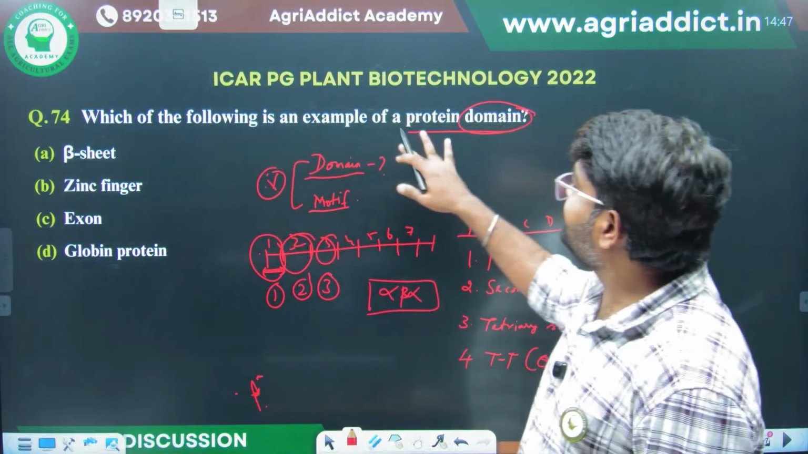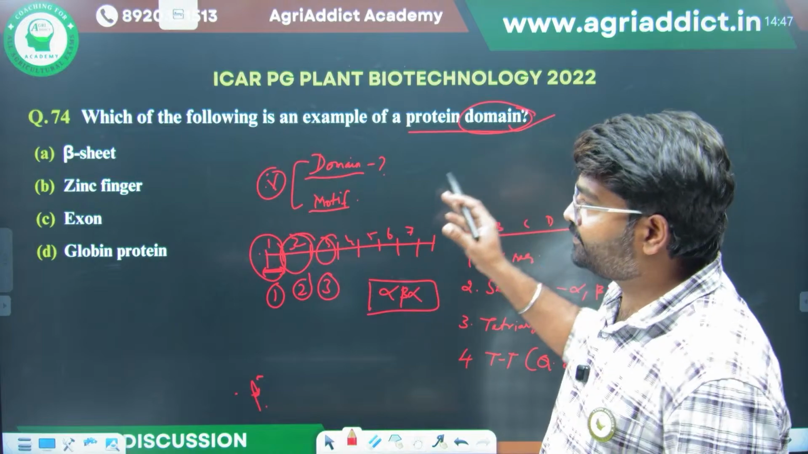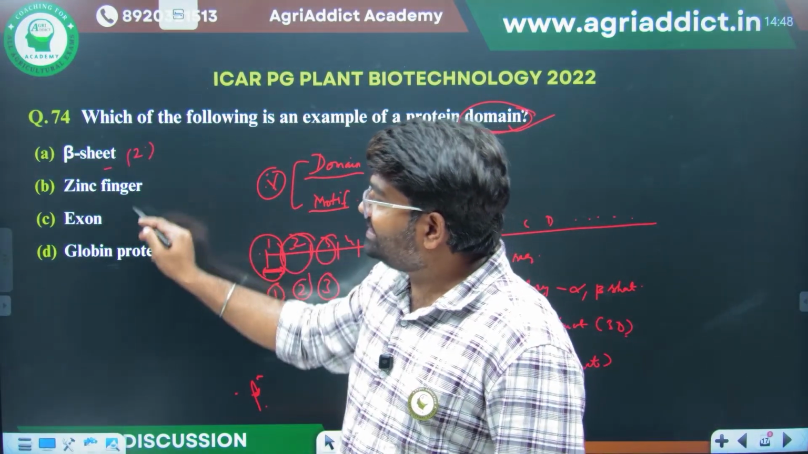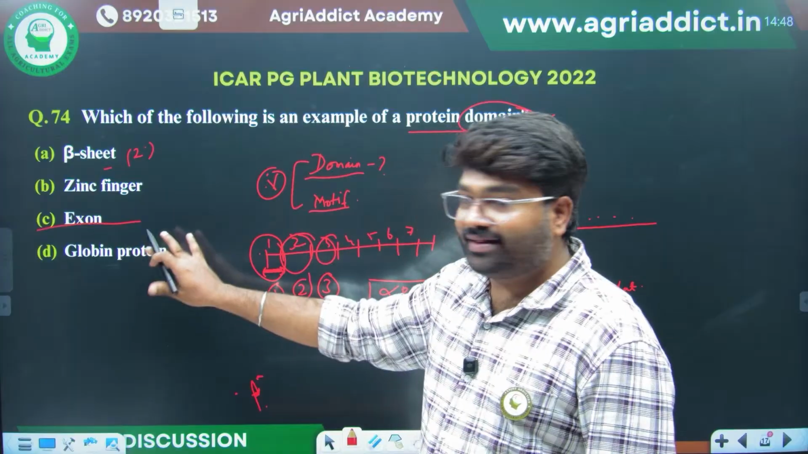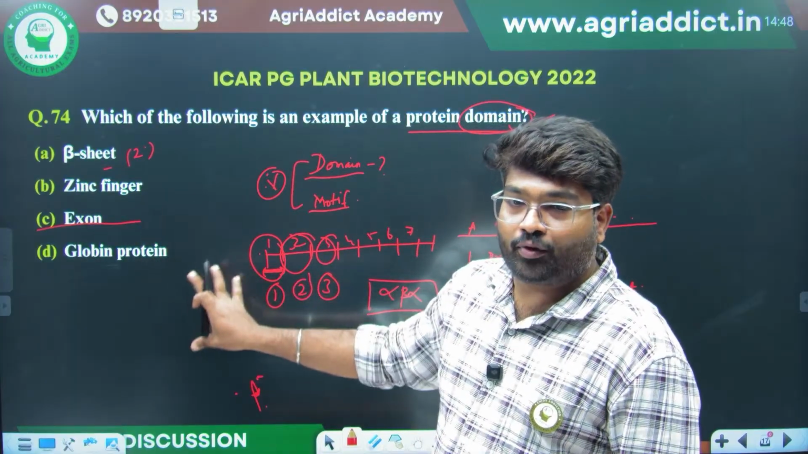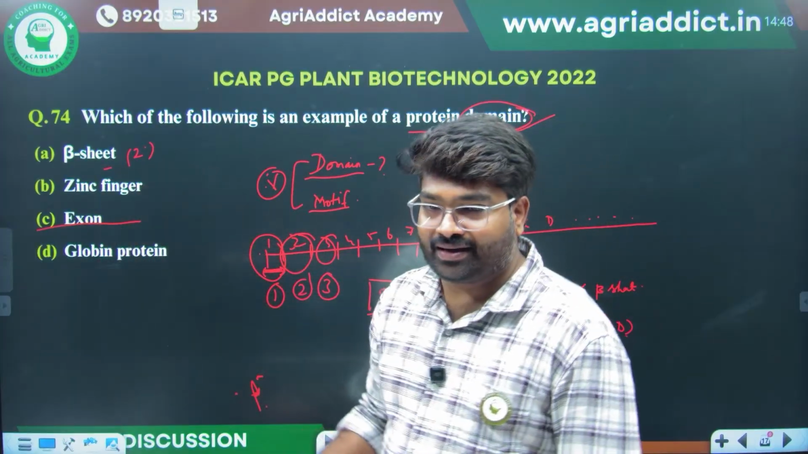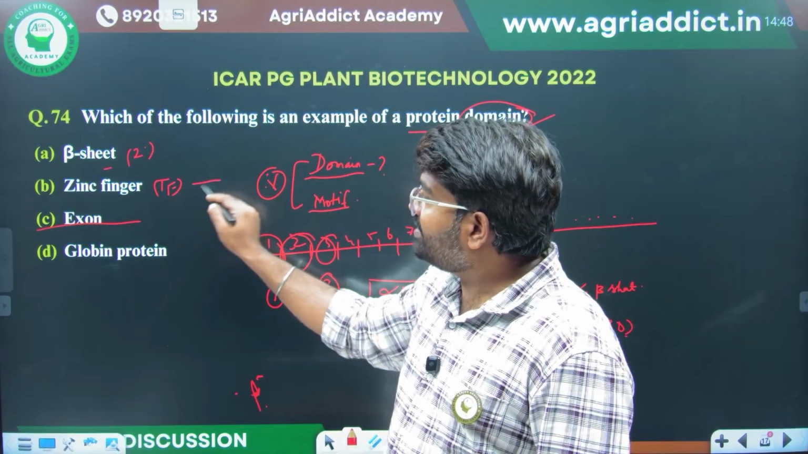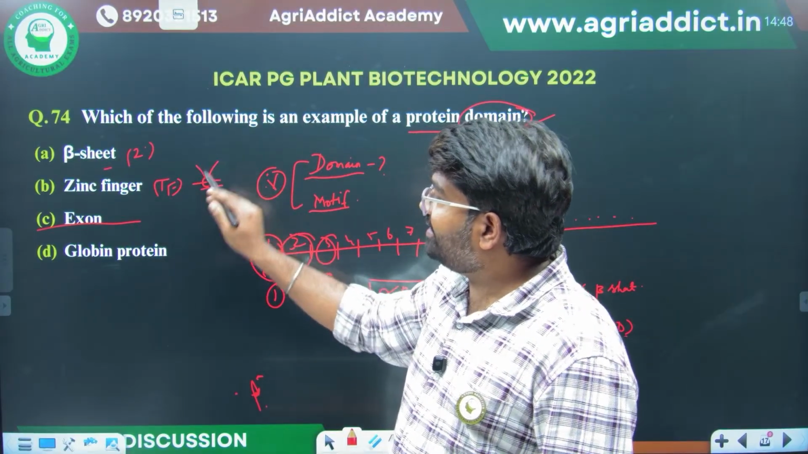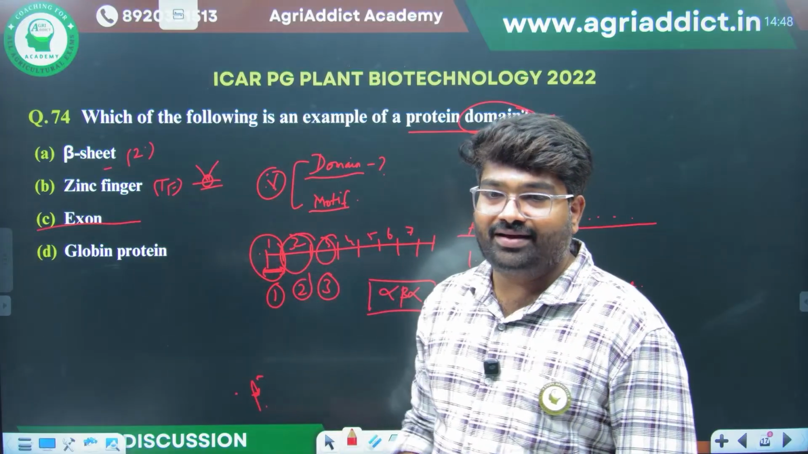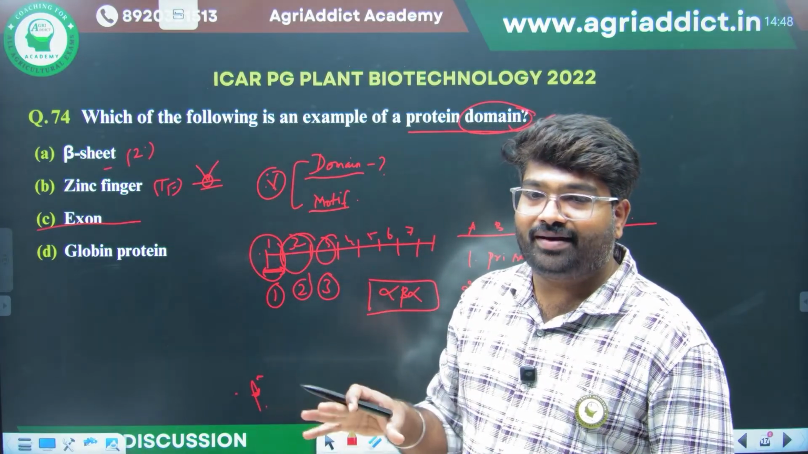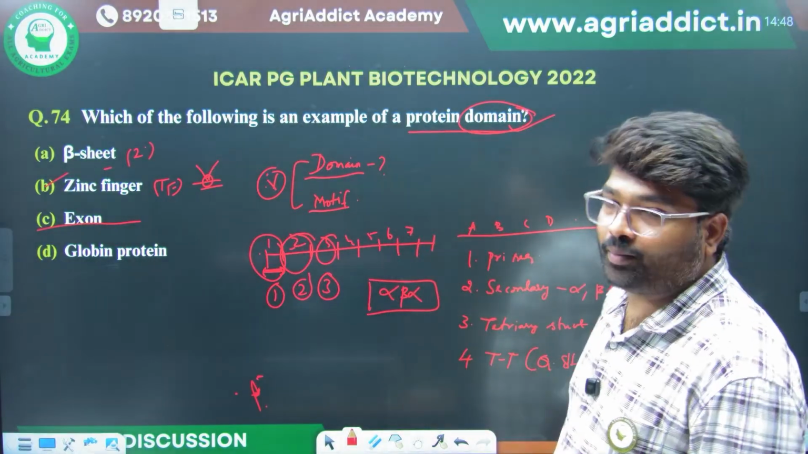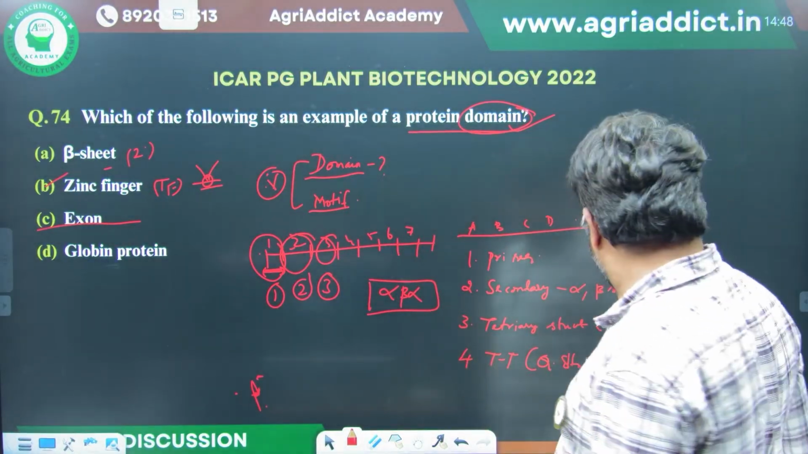Which of the following is an example of a protein domain? We know beta sheet is a secondary structure. Exon will never come here. Globin protein, here they have given the entire protein. Zinc finger is a type of transcription factor. It will go and bind with the target DNA, so that will have an individual and independent activity. So zinc finger domain is the example of a domain. Clear? This is an important point.